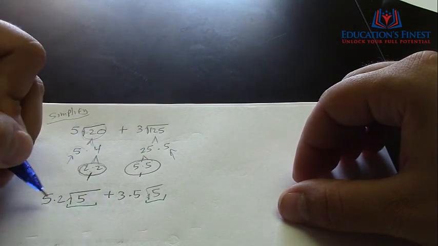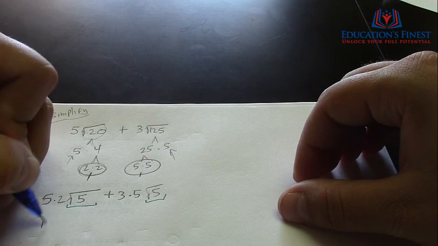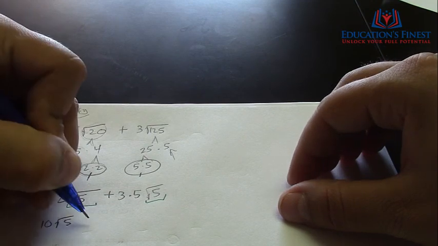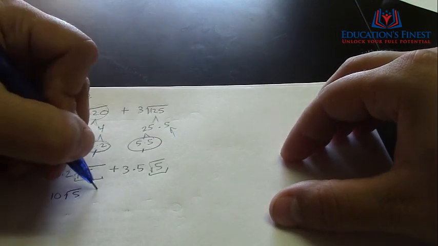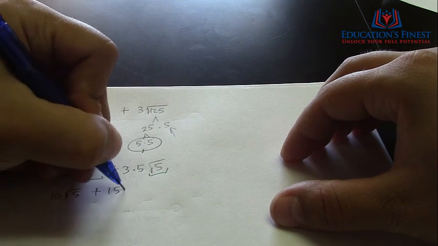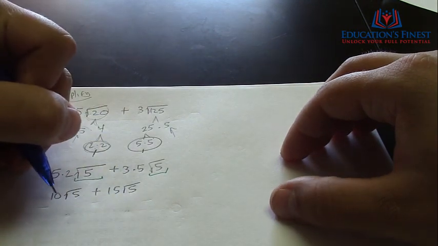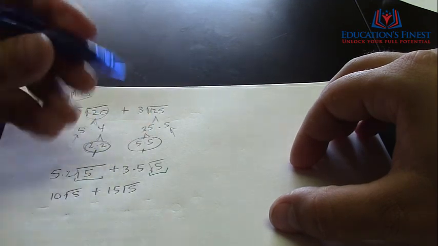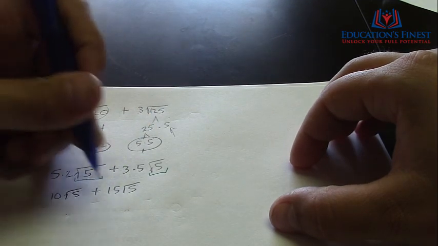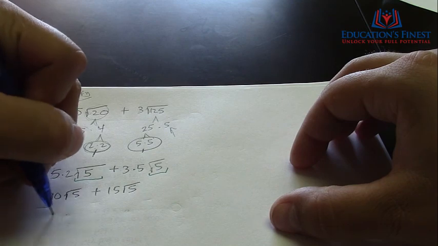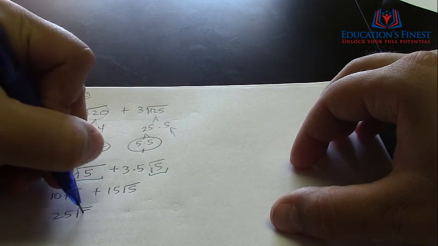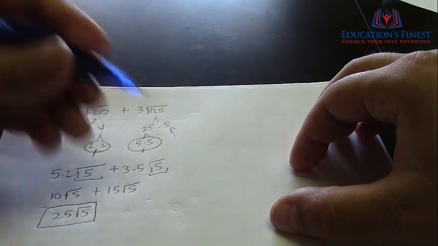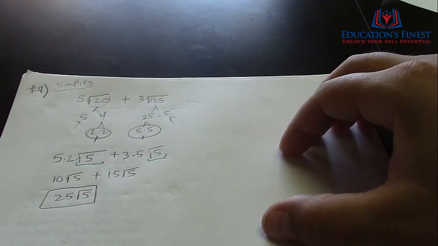So you just finish it up. So 5 times 2 is 10 root 5 plus 3 times 5 is 15 root 5. Now it's just like saying, you can just say this is kind of like 10x plus 15x. So it's just going to be, what's 10 plus 15? It's going to be 25. And you just carry that root 5 there. Okay? That's number 4.